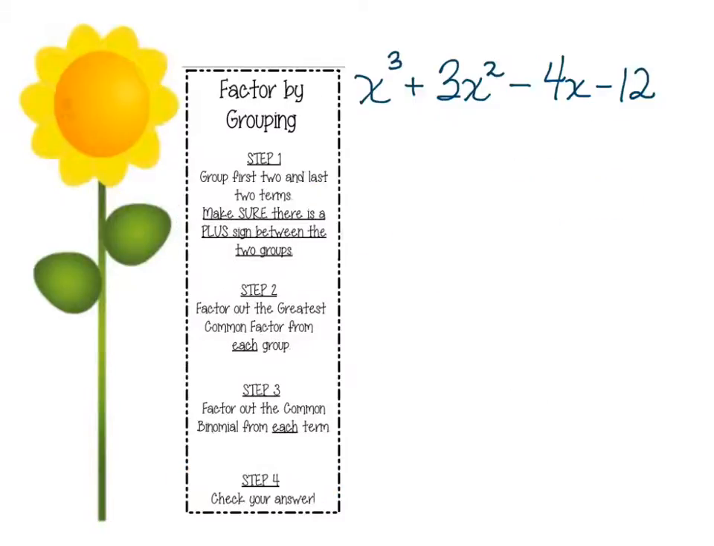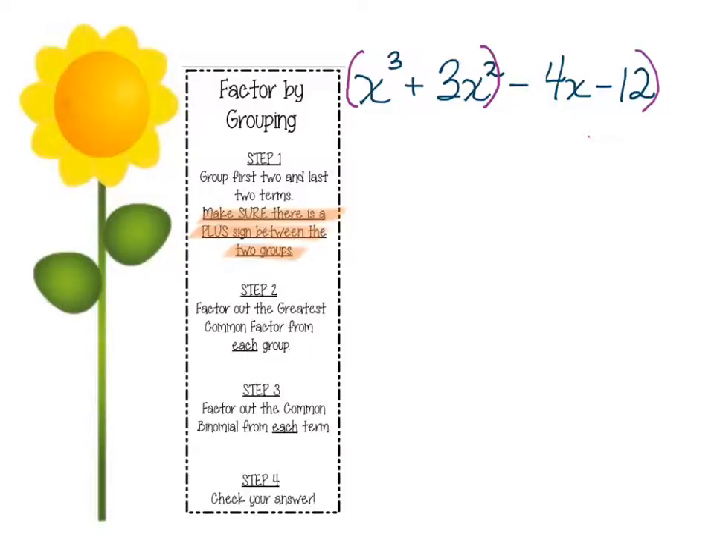Let's take a look at another scenario. Now in this scenario, we're going to group the first two and last two terms, but we have to stop right there because we have to make sure that there's a plus sign between the two groups, and at this moment there's not. So here's how you create that.